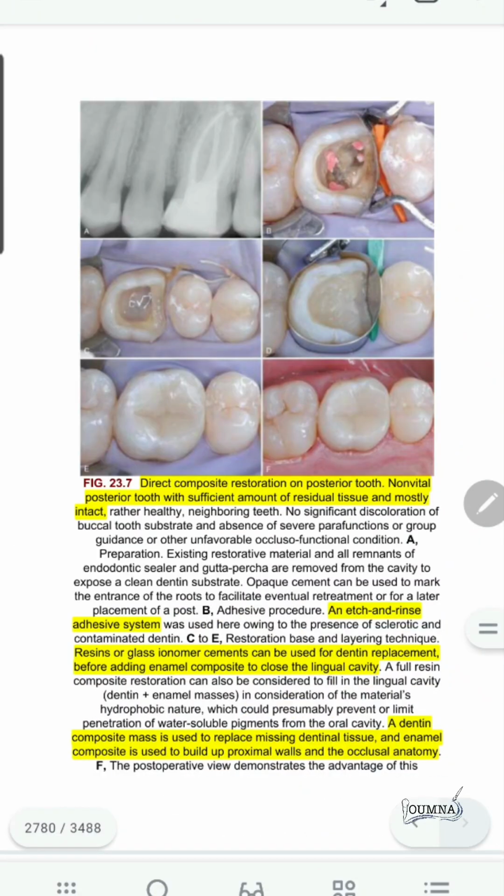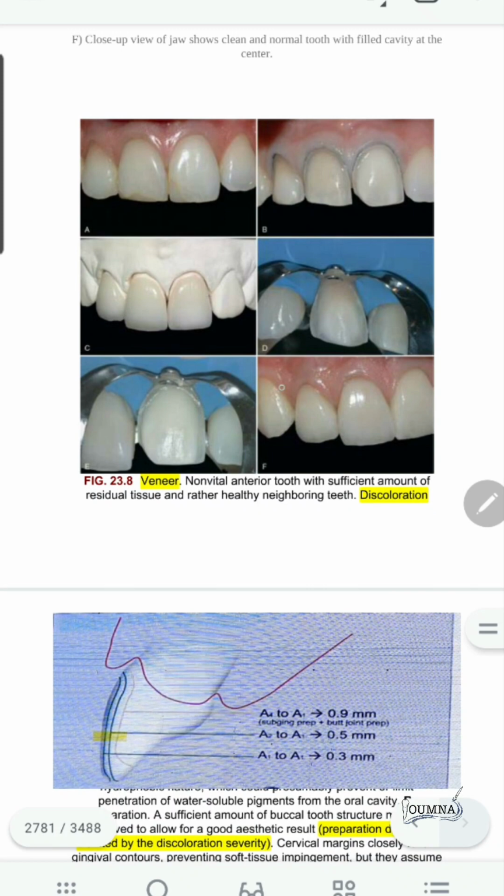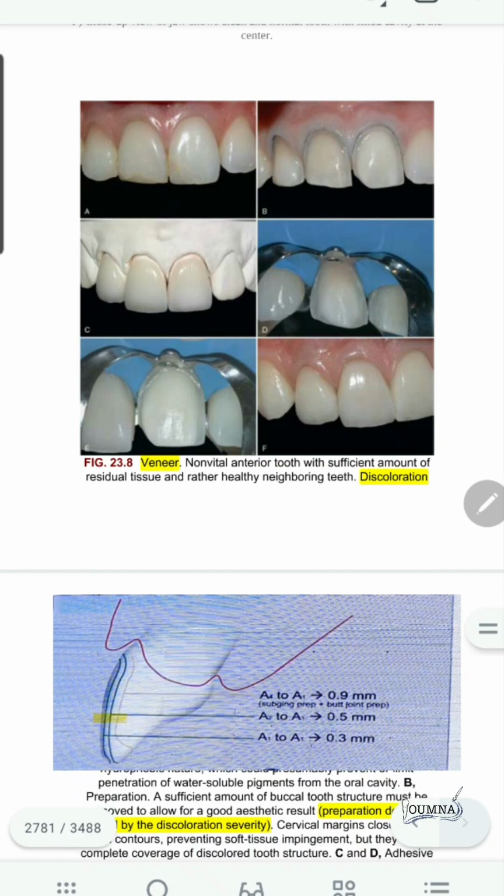Here direct composite restoration is indicated. We first put a glass ionomer or flowable composite, then we layer up the dentin composite and the enamel composite afterwards. Veneers are another choice when the tooth is not getting to the color we want, and when we are doing the internal bleaching and there is an old restoration that needs to be redone, so we can do the veneers.